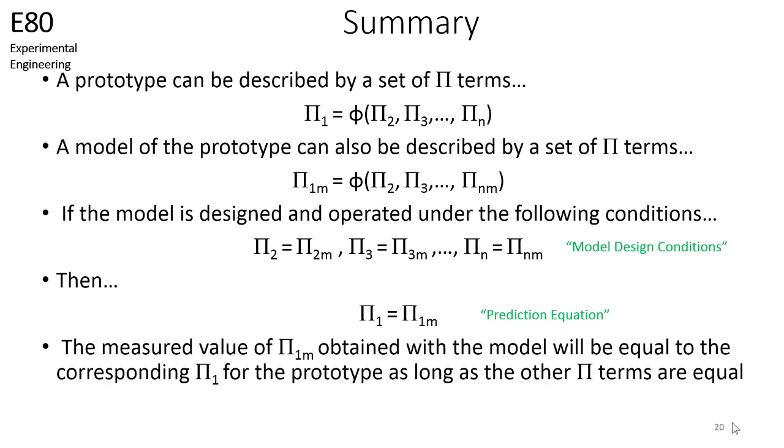In summary, a prototype and a model can be described by a set of pi terms. We can conduct experiments on the model and measure the pi sub 1m term for the model, and this will be equal to the corresponding pi sub 1 for the prototype, only if the other pi terms are equal for the model and the prototype.